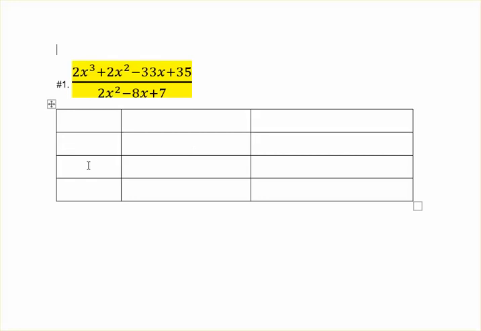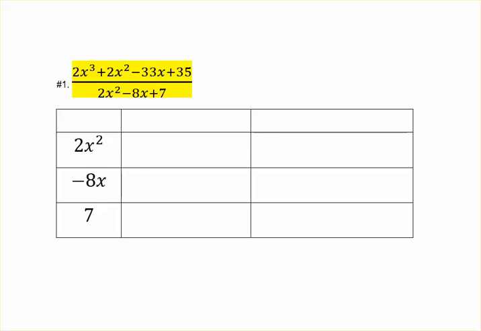So I'm going to start by putting 2x squared minus 8x plus 7 down the side. When you do this, make sure you pay attention to the signs. I was subtracting 8x, so I would write that as a negative 8x. Also, if we skip over any values of the exponents, we have to put a 0 there. So for example, if I had an x cubed, but not an x squared, I would need to make a row for the x squared that said 0x squared.